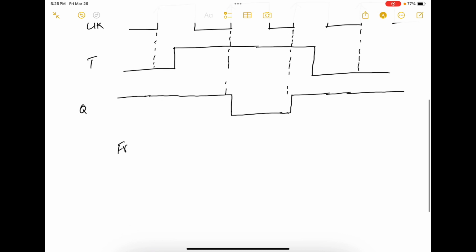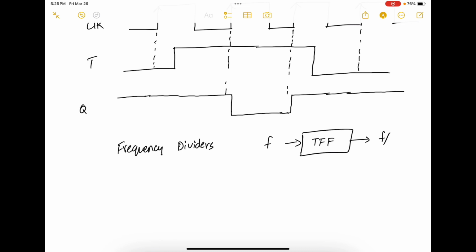T flip-flops are used in the construction of frequency dividers. A frequency divider is a circuit which has a signal come in at an input frequency of f, and you give it to the T flip-flop or the frequency divider. Your output is going to be f over 2. So it's going to divide the frequency by half. So for example, if you have a 2.4 gigahertz signal and you give it to a T flip-flop, it is going to produce a 1.4 gigahertz signal.